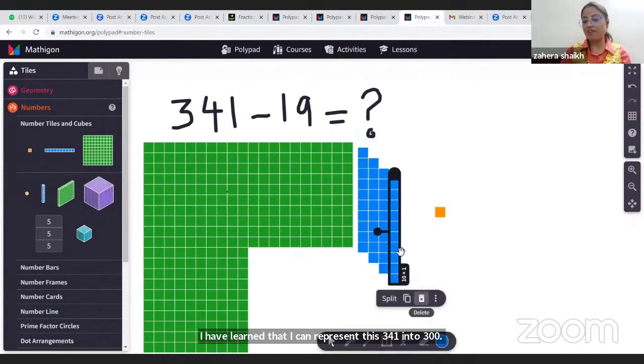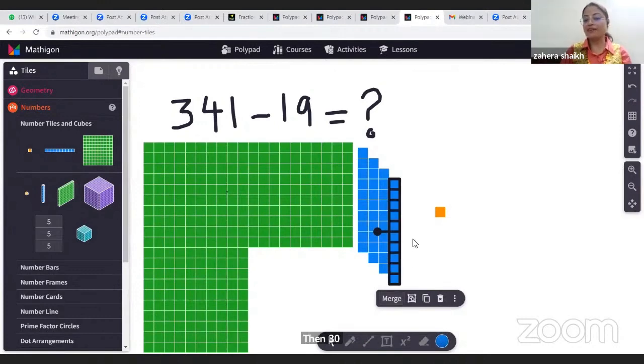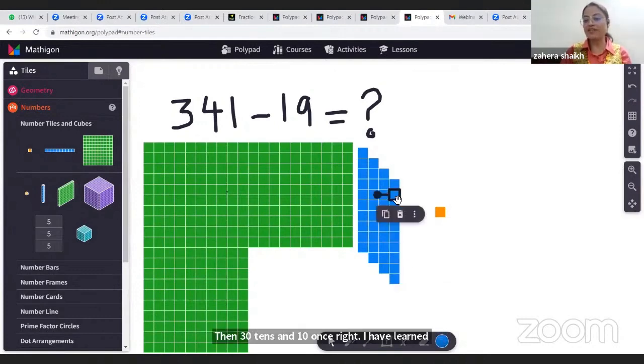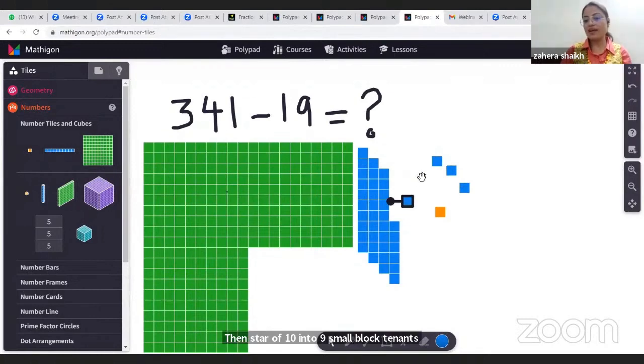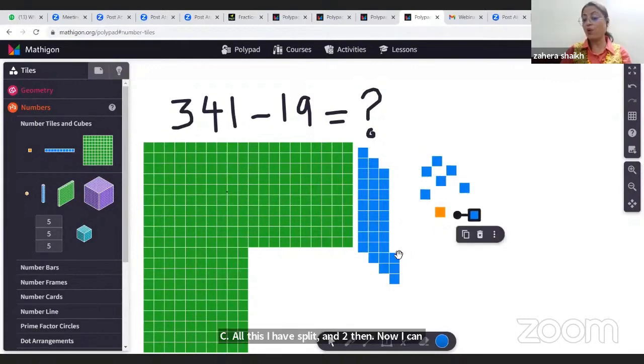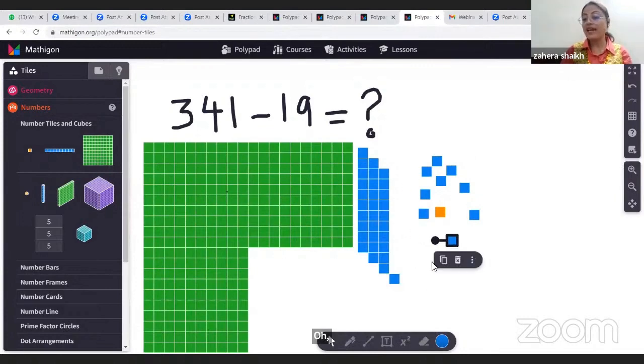I have learned this, so I will just try to do that. I'll apply that, and I'll split this tower of 10 into 10 small blocks. See, all this I have split into 10. Now I can see, oh, now I have not just 1 unit, but I have 11 unit blocks. From here, I can easily subtract 9, right?